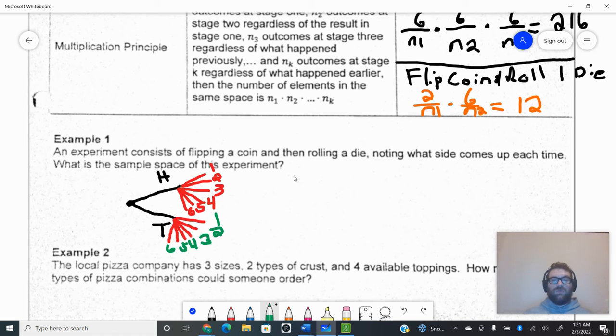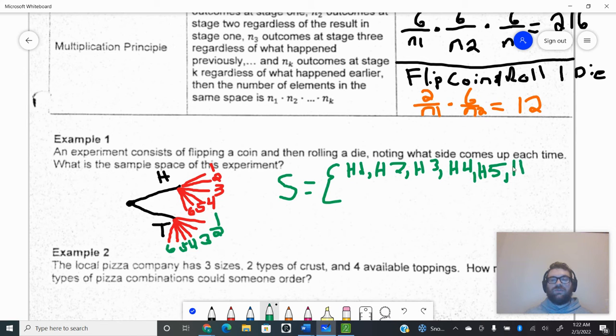So the sample space that we would be looking for, if it says what is the sample space, I just list all the outcomes. So I could flip for a heads and roll a 1. I could flip for a heads and roll a 2. Flip for a heads, roll a 3. Flip for a heads, roll a 4. Flip for a heads, roll a 5. Flip for a heads, roll a 6. So those are all the outcomes if I got heads first.